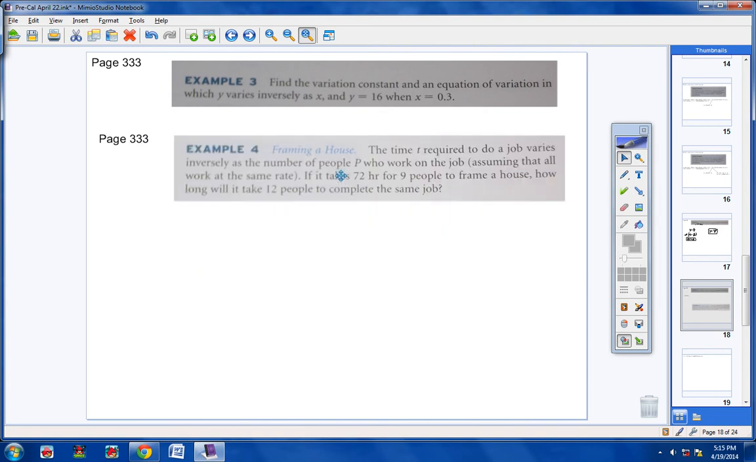The time required to do a job, look at this, varies inversely as the number of people, P, who work on the job. Okay, so let's stop right there. We know we're using our model y equals k over x. And we know it says the time t varies inversely as the number of people p. So t goes where the y is. T varies inversely with the number of people p. There we go. Now, let's see if we can solve for k.